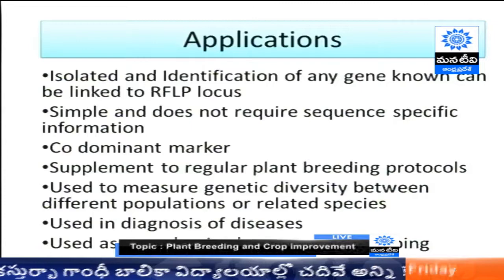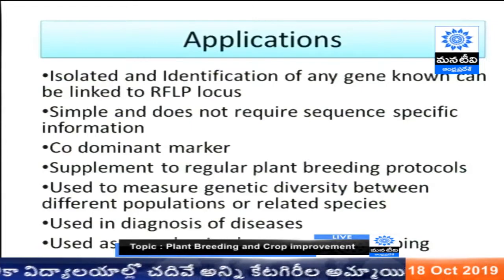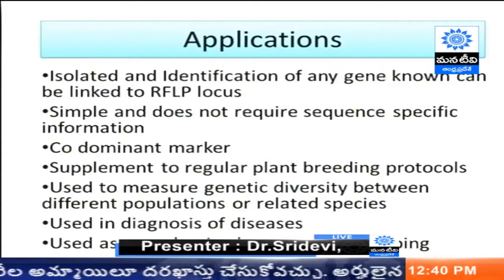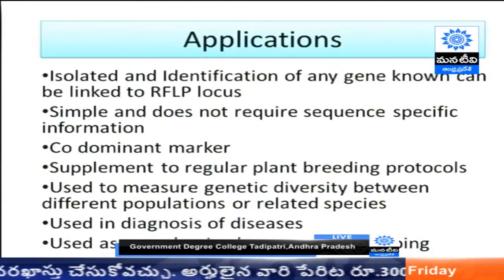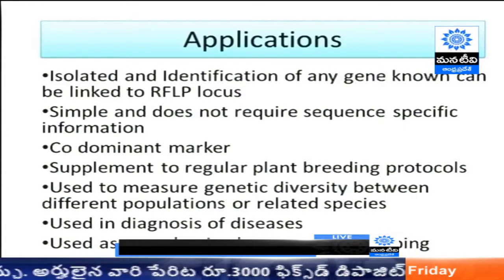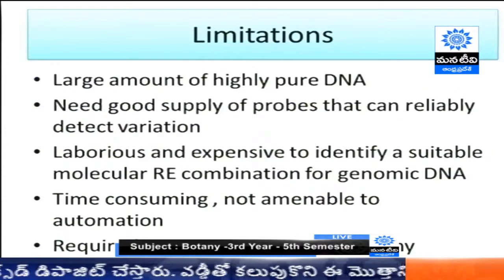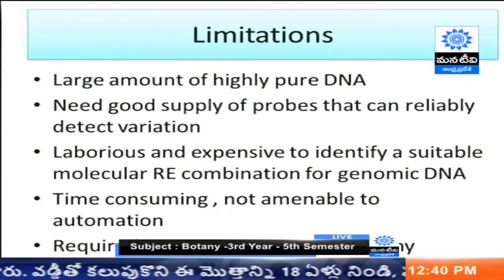It is a codominant marker, that is why it is used in the differentiation of heterozygous and homozygous individuals. So, it is a supplement to the regular plant breeder as an indirect selection, and it is also used in the detection of diseases.